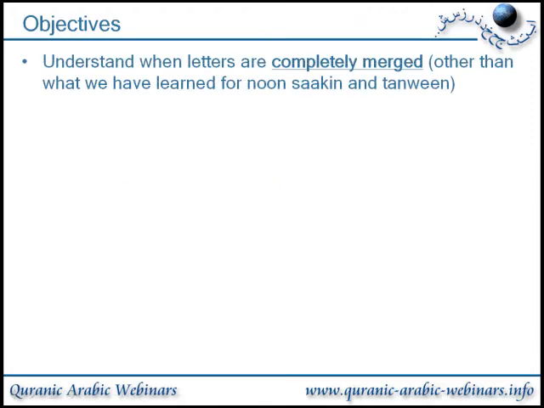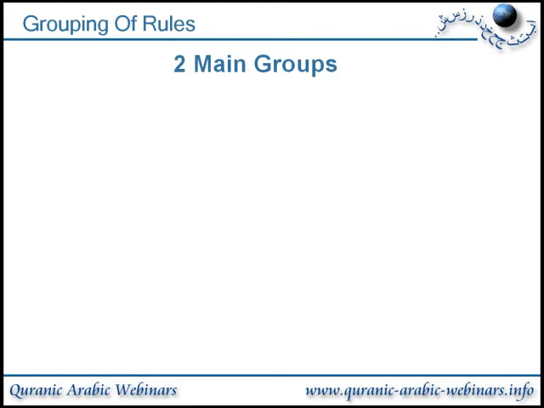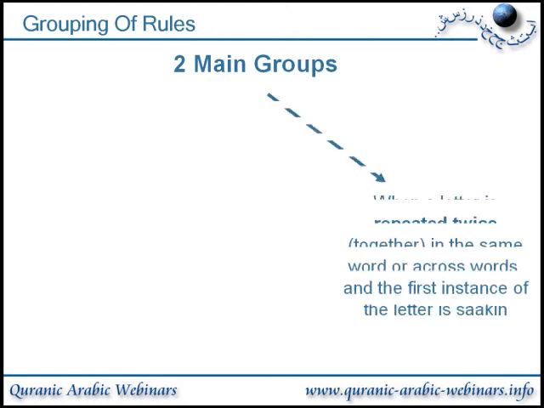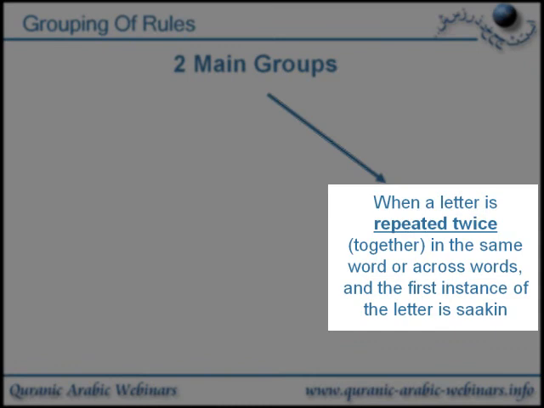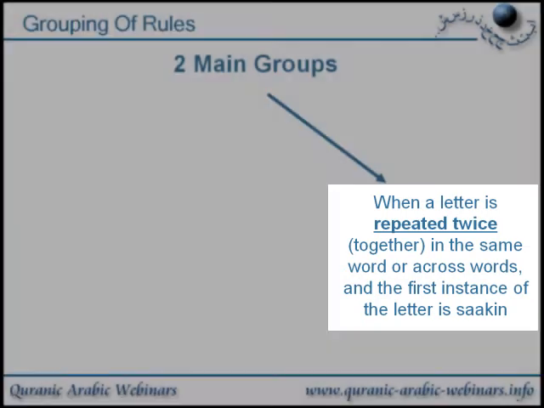Objectives. To understand when letters are completely merged, and in this case we're talking of letters other than what we have learned for Noon Sakin and Tanween, which was a lesson we did before. So we're going to break this down into two main groups of concepts. The first one: when a letter is repeated twice together, i.e. when you have the same letter next to each other in the same word, or it could be across words, and the first instance of the letter is sakin. Again, we're going to see examples on the next slide of this.